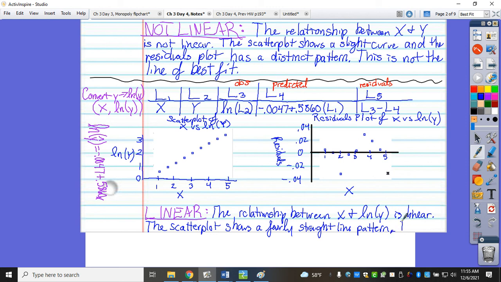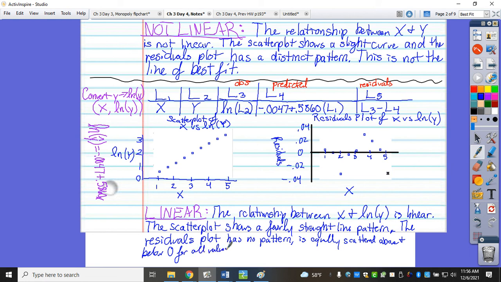The residual plot. Because it does work, I would need to talk about all of them here, so I would list the three. It has no pattern, is equally scattered above and below 0 for all values of x, and has relatively small residuals.